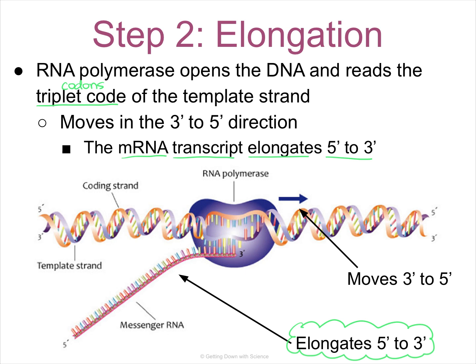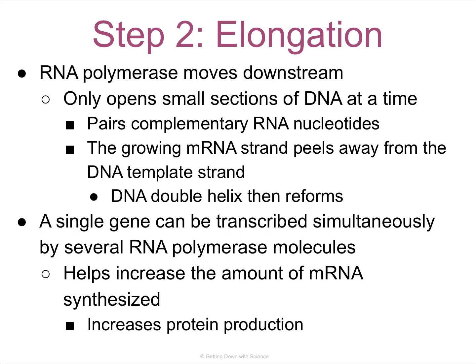So this is like in DNA replication, right? DNA polymerase moves 3' to 5', but your new strand is built 5' to 3'. Same thing here. RNA polymerase is going to move 3' to 5', but the new mRNA strand right here is being built 5' to 3'. RNA polymerase is going to move downstream. In this process, they're only going to open small sections of DNA at a time. Of course, don't forget about our complementary base pairing rules. So for RNA, A is going to be with U, and C and G are always together.